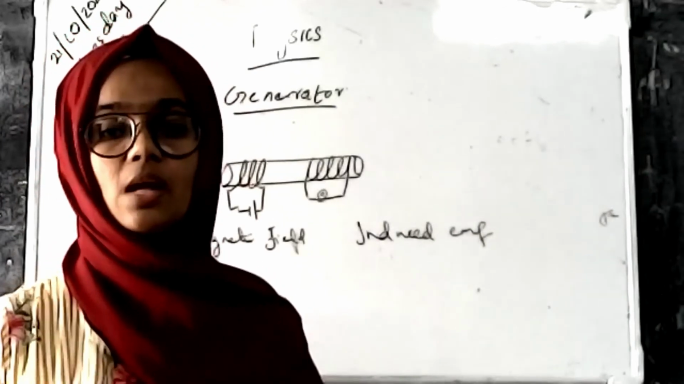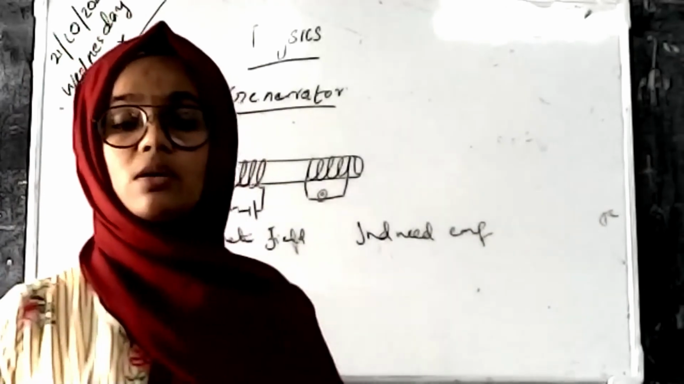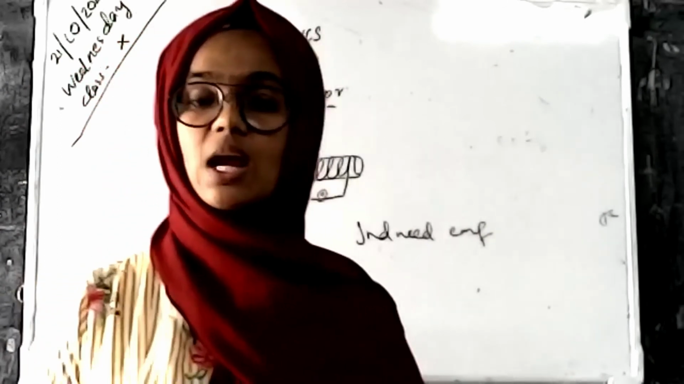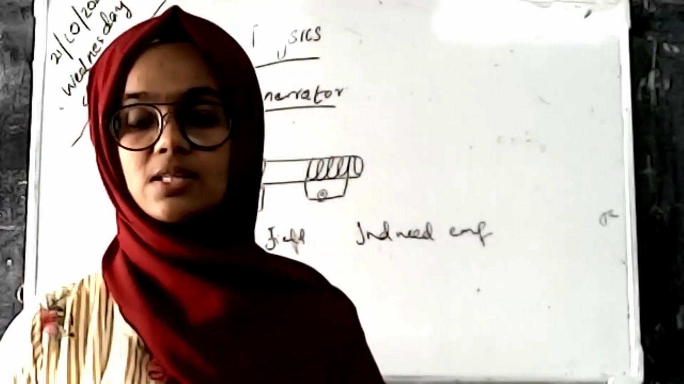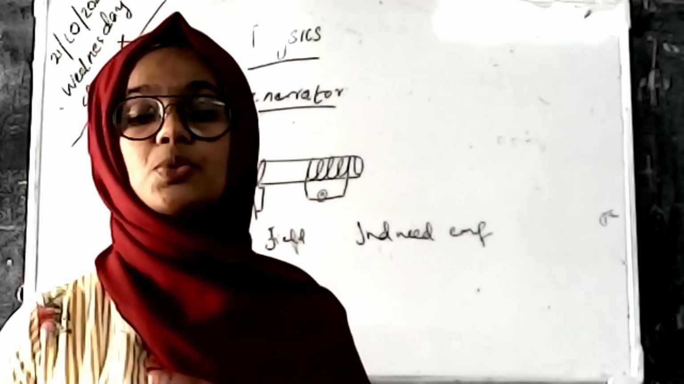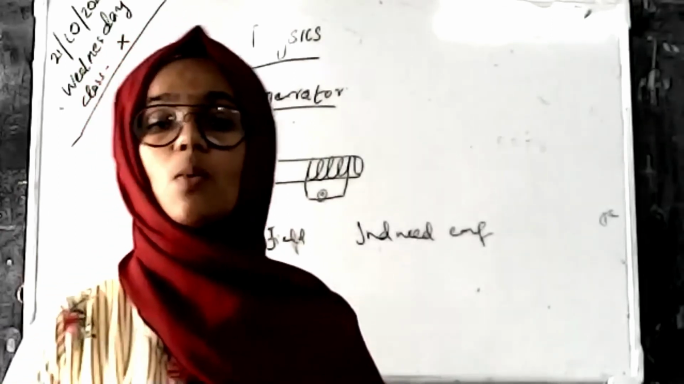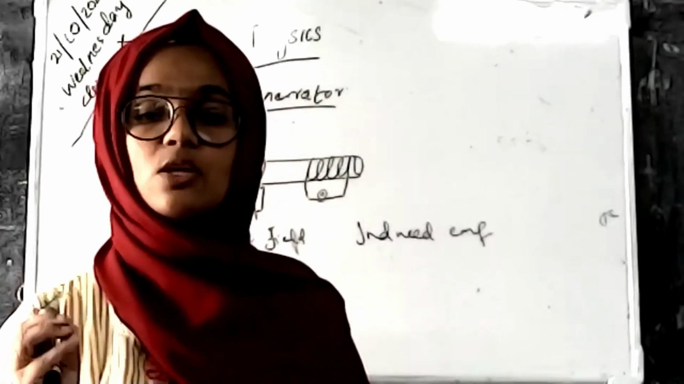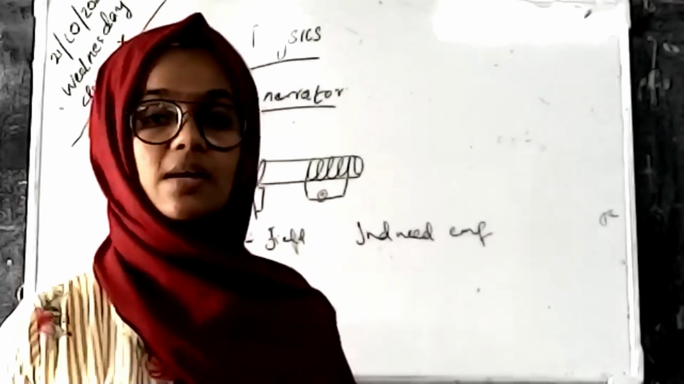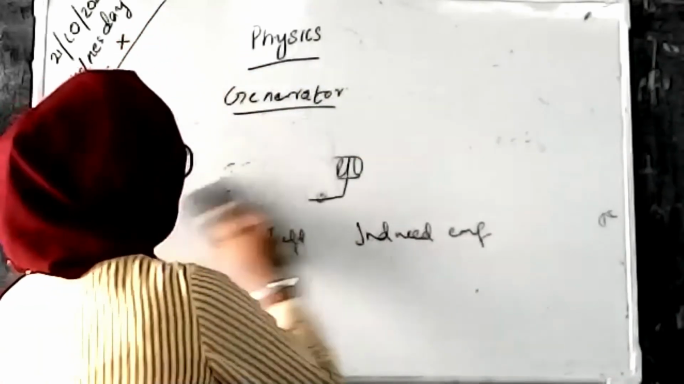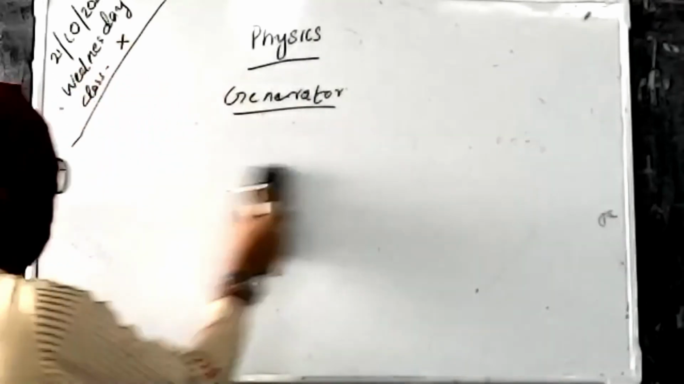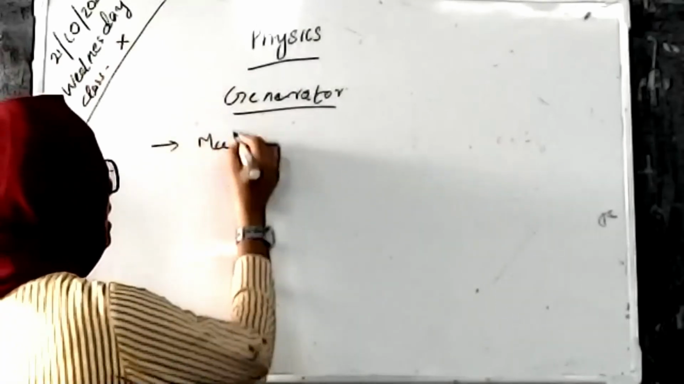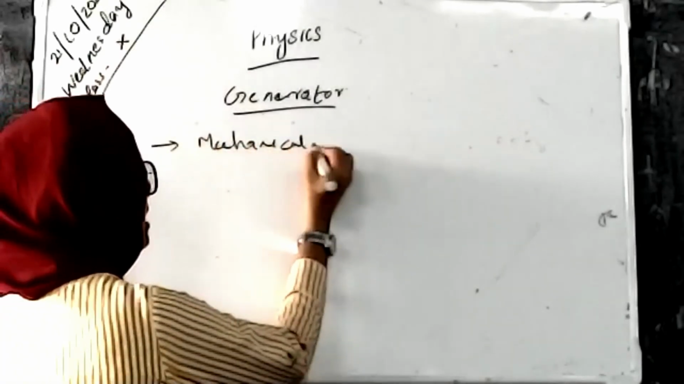Okay. And today we are discussing the generator: the working of a generator, the use of a generator, the main parts of a generator, and the two types of generators. A generator is a device used for converting mechanical energy to electrical energy.